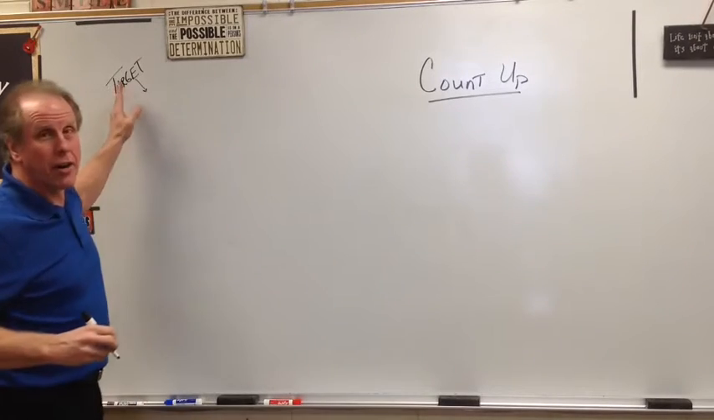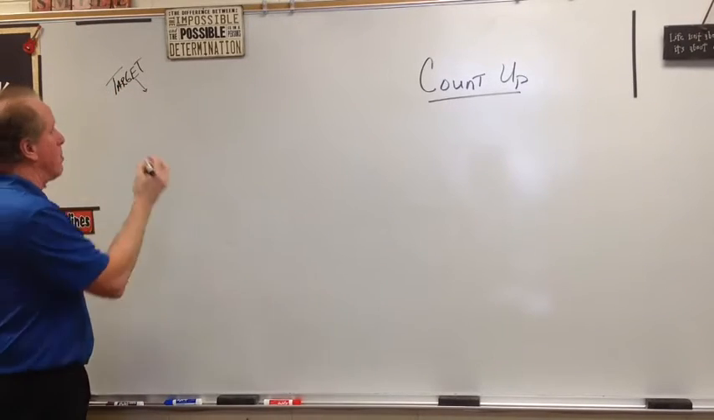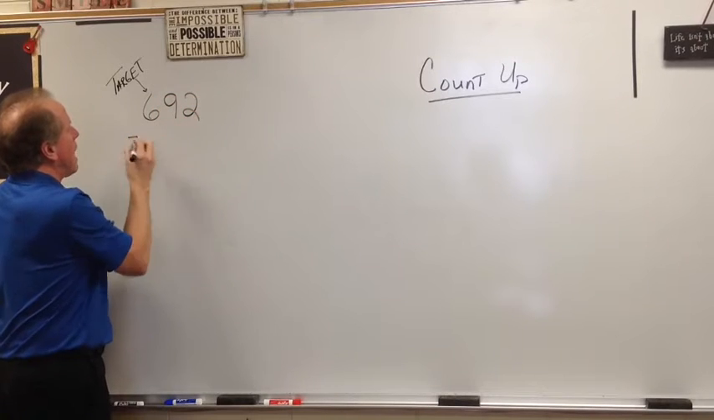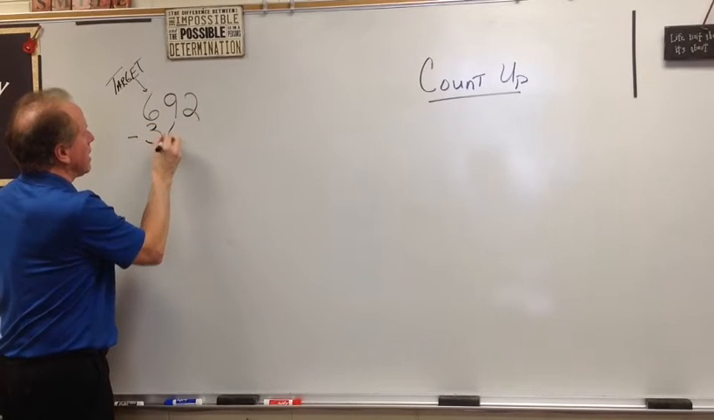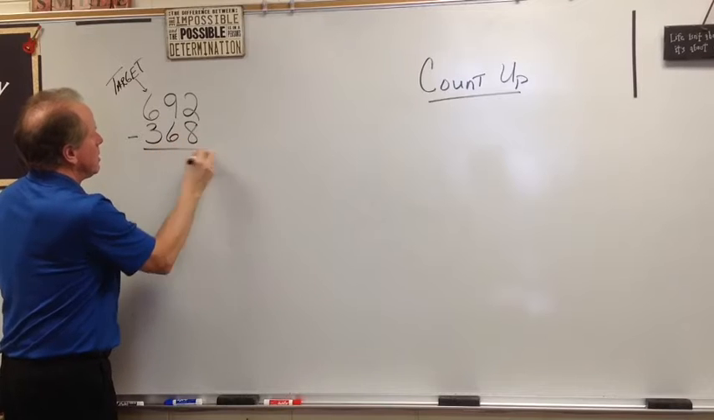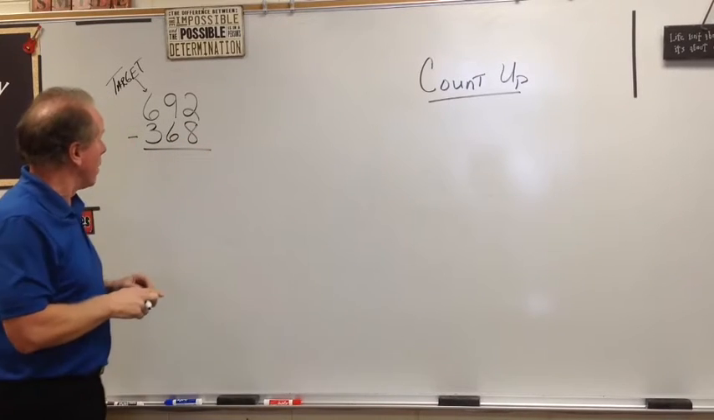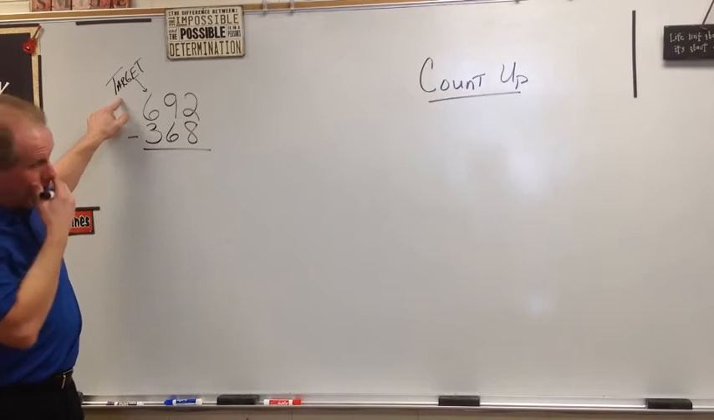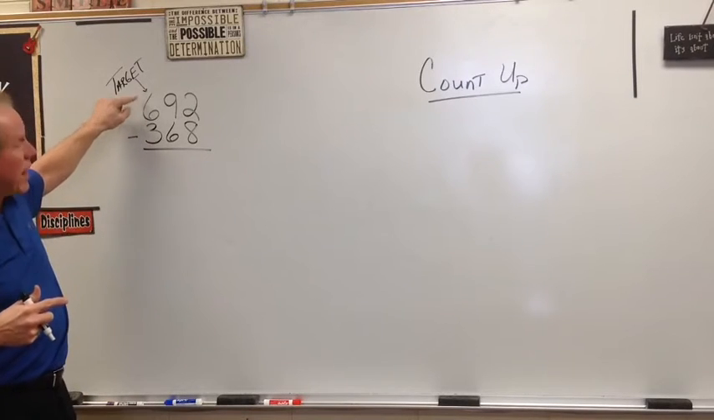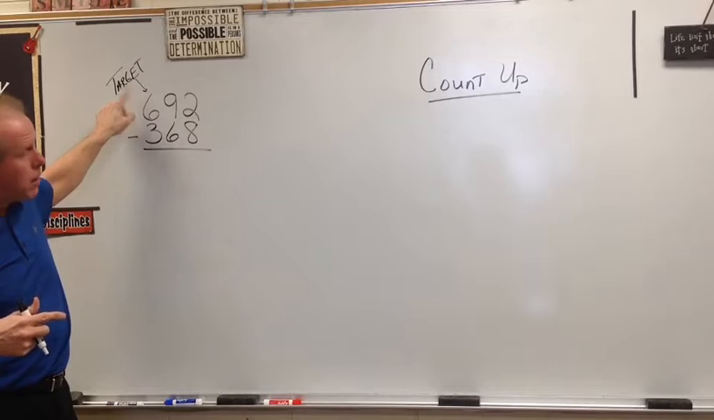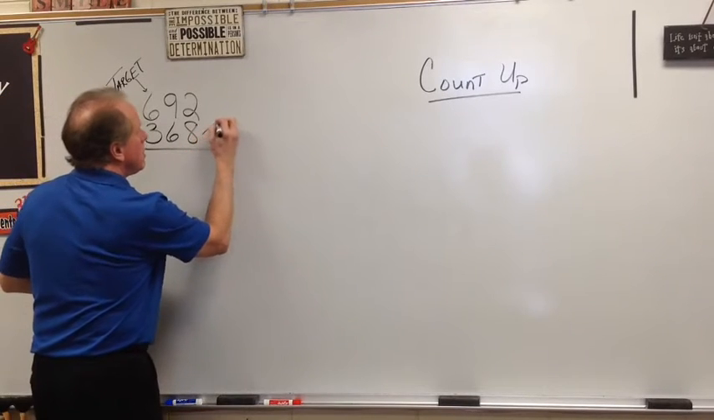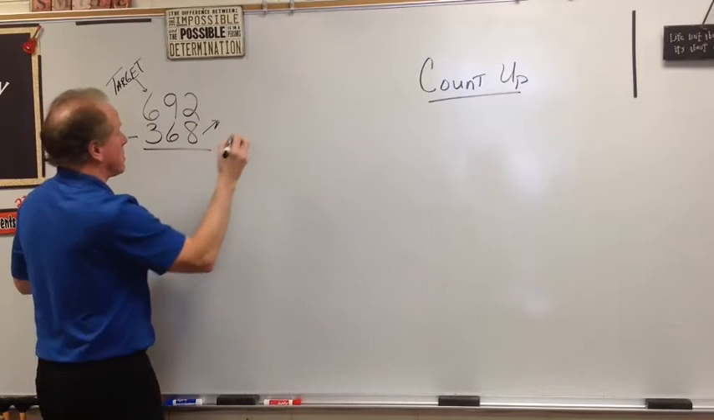All right, so we're going to start here with a traditional problem. We'll say 692 minus 368. Just a traditional problem you might come across. As you can see up here, I have written target. That's the number we're trying to get to. The first thing you want to do is take this number, and we're going to send that up to the top.